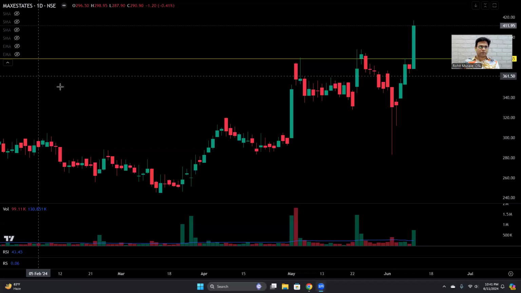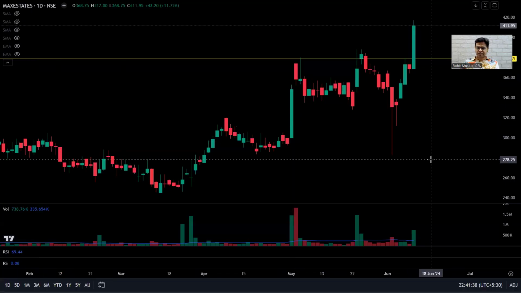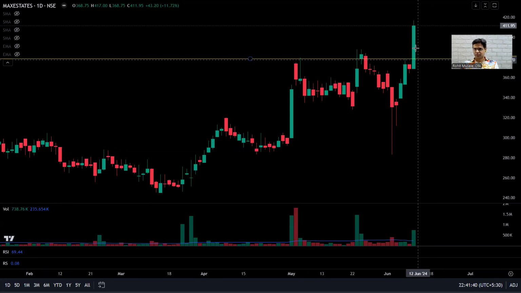All right, in this trade, I booked an 8.40% profit. So let me share my screen with you. So this is Max Estates. I bought this stock today. Look at this nice high volume breakout.